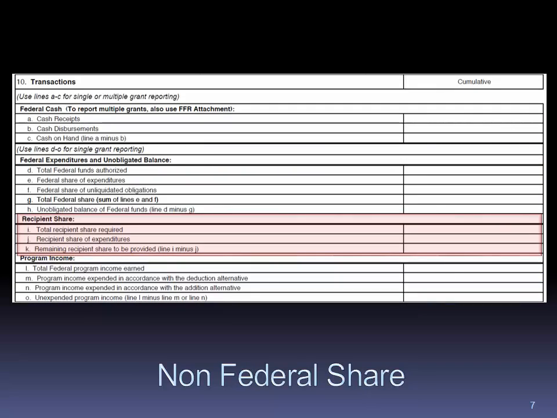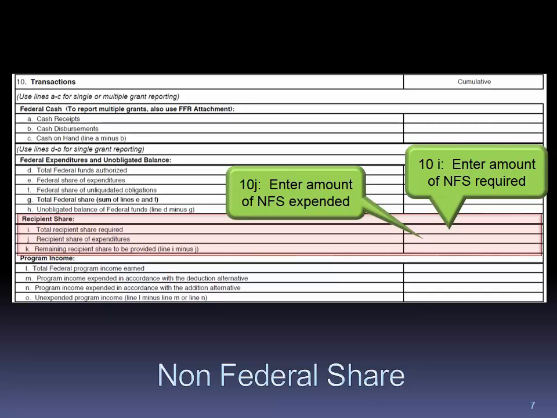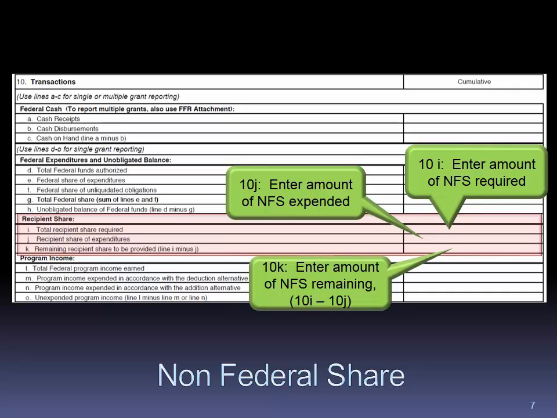For your non-federal share, you're going to enter the amount of non-federal share required, which is the same as box 17 in your Notice of Grant Award. 10J, you're going to enter the amount of NFS expended, which should be equal to the amount documented in your grant file for the same period. 10K, you're going to enter the amount of non-federal shares still remaining. So you're going to take 10I and subtract 10J.